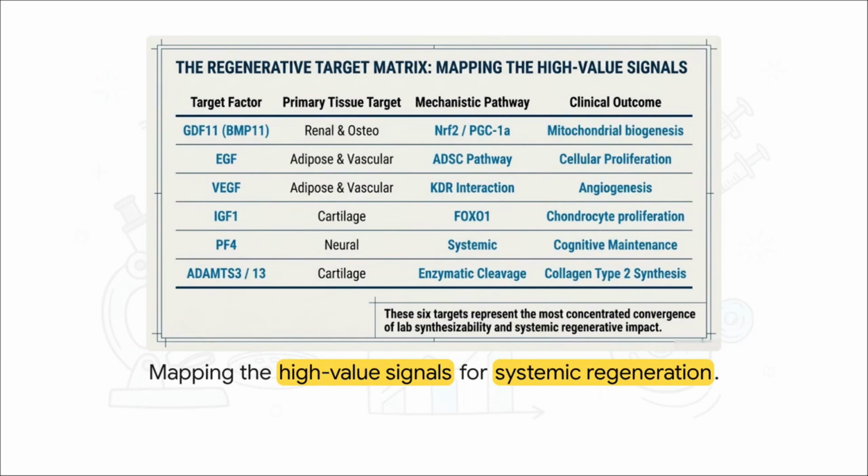These 6 factors, GDF11, EGF, VEGF, IGF1, PF4, and ADMTS3. They represent the absolute perfect overlap between what we can synthesize in a lab and what provides a massive systemic impact. GDF11 drives that mitochondrial energy. EGF and VEGF drive vascular repair. PF4 helps with neural maintenance. This matrix right here, this is our clinical playbook.